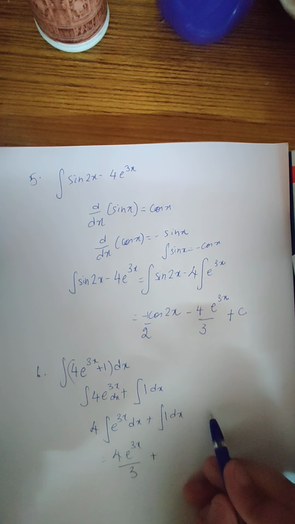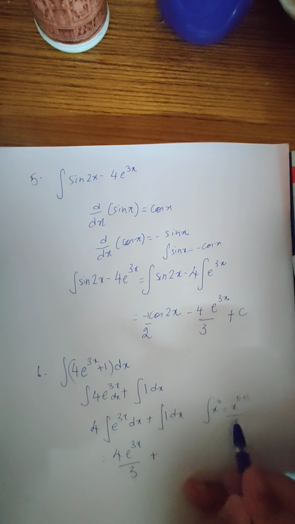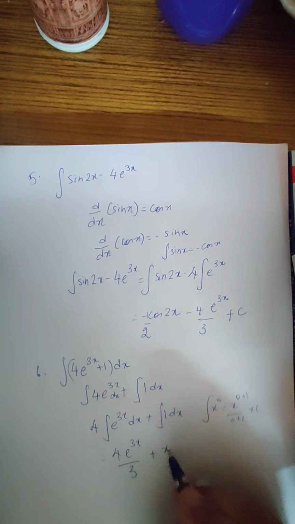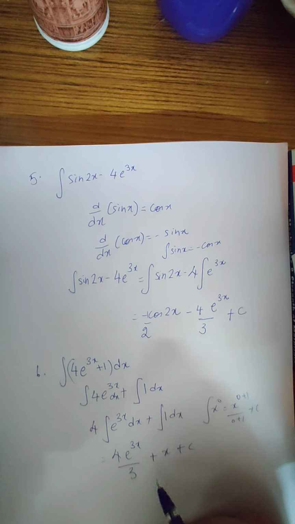for this one, 1 can be written as x power 0. So integration of x power 0 is x power 0 plus 1 by 0 plus 1 plus c. So x power 1 by 1, so x plus c. So the answer is 4 by 3 e power 3x plus x plus c.